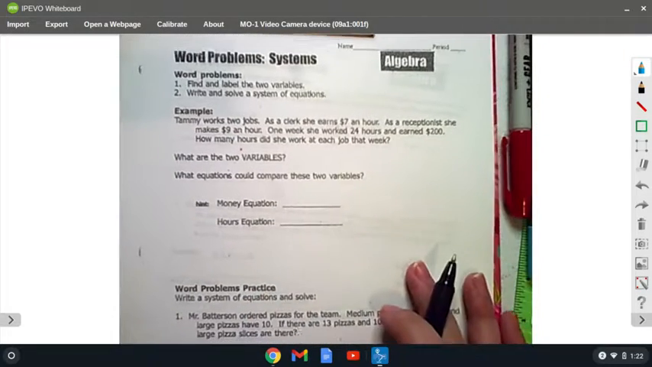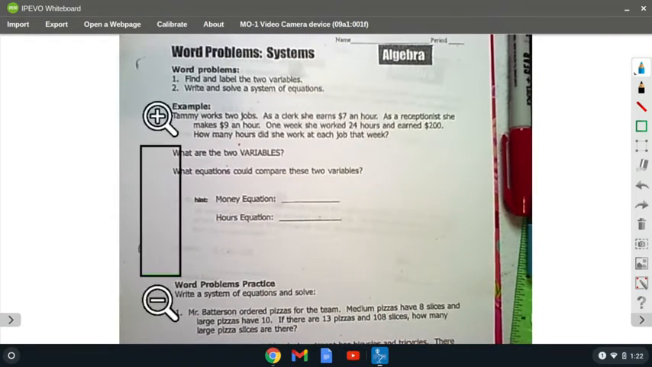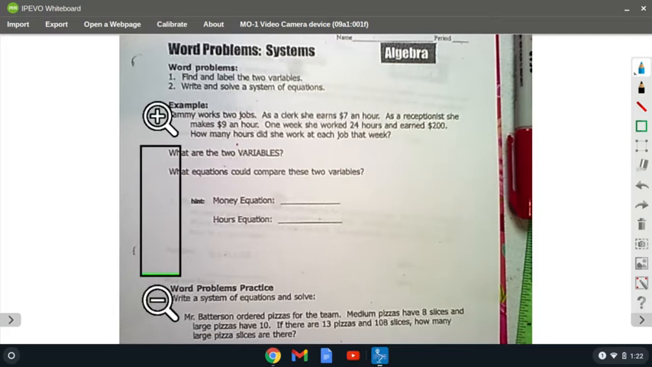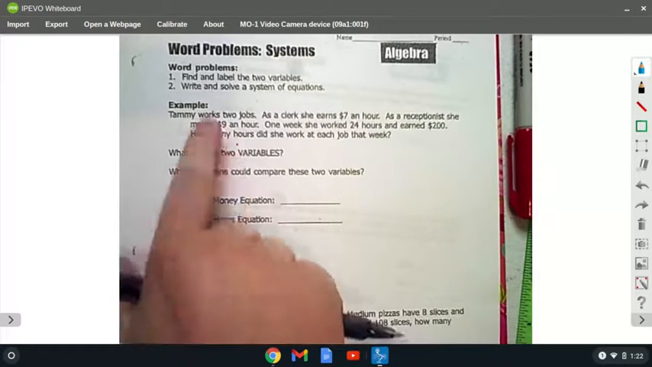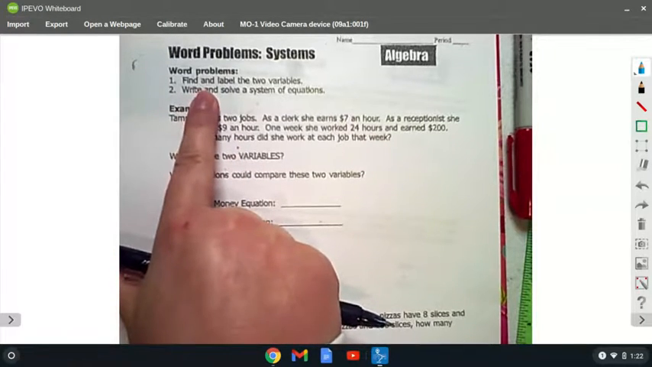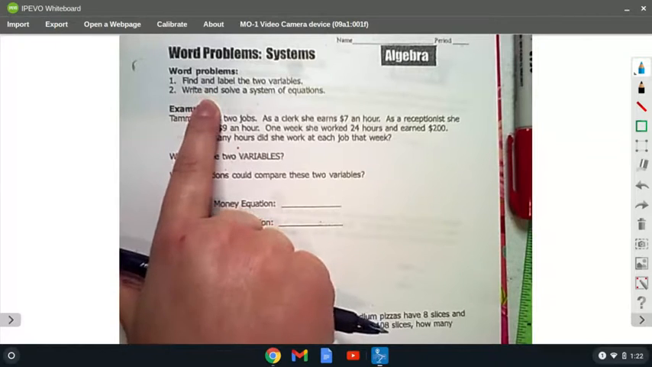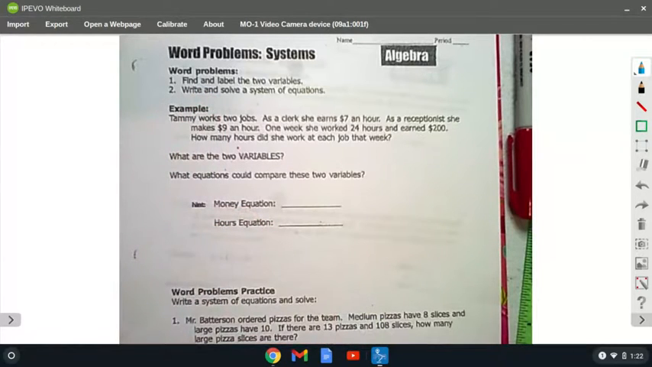Good morning, guys. Today we're going to learn about solving systems of equation word problems. We can use any format we've learned: graphing, substitution, elimination, whatever floats your boat. But they're going to be given to you in the form of a word problem. The first thing we always want to do is find and label our two variables and then write and solve the equations.